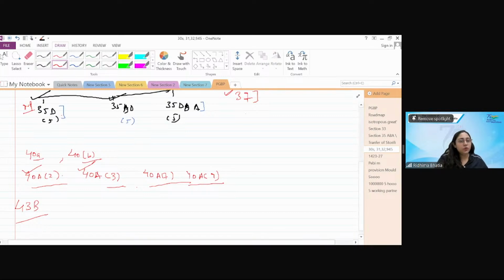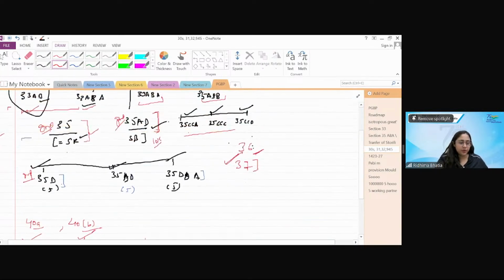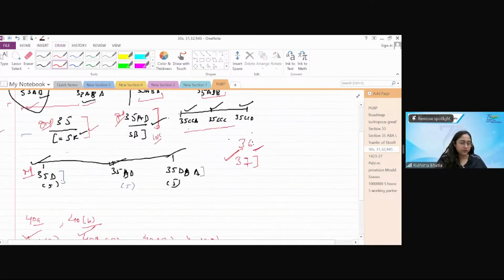Go through it once. Sorted, clear? This is how you have to remember the sections also.